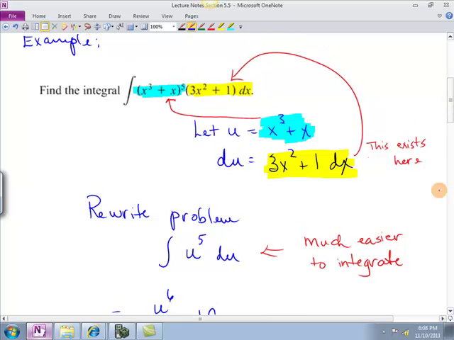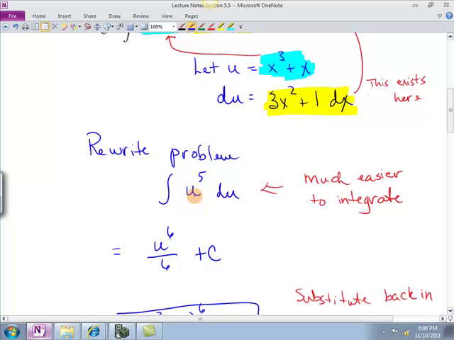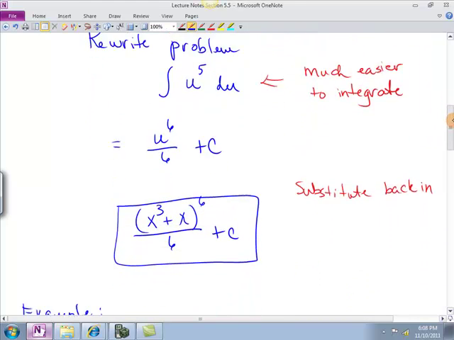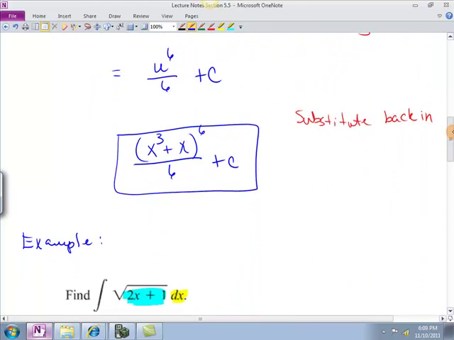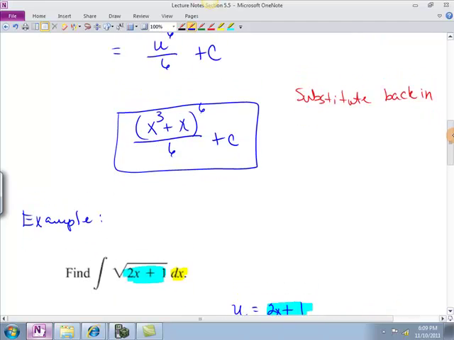The rewrite, okay, down this part, that is just taking the integral of u to the 5th. Add 1 up here and divide by that same number. So this is the answer, except we haven't substituted back in. Okay? Yep. All right, let's try this one.